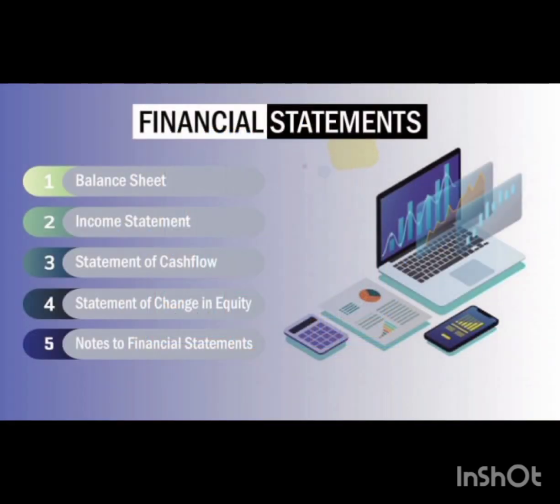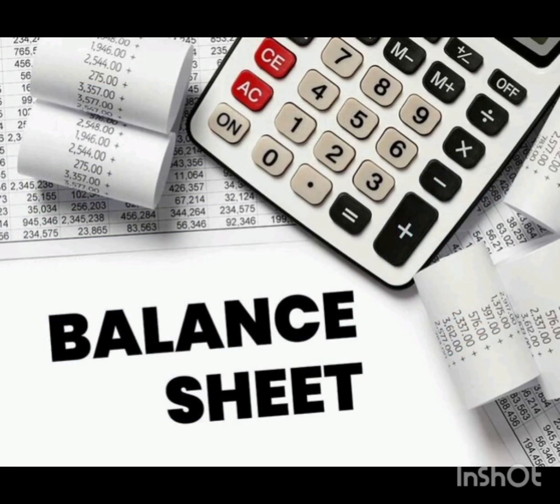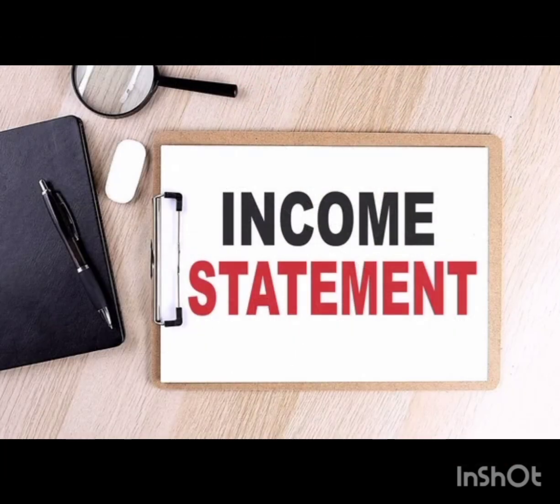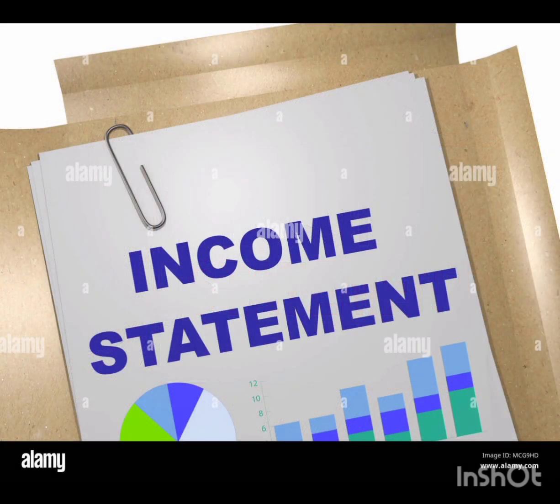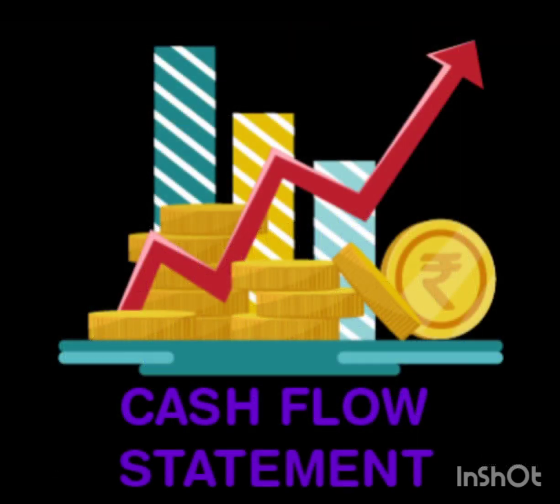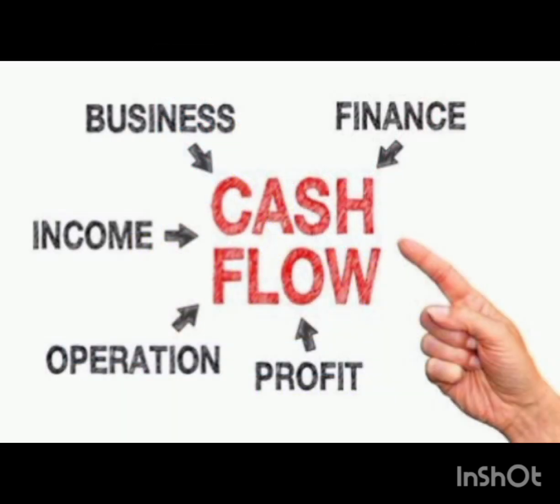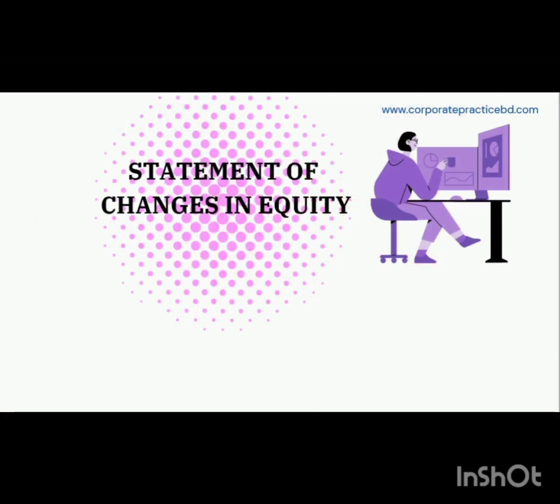1. Financial statements. The primary outputs of financial accounting are the financial statements, which include: Balance sheet, shows the company's assets, liabilities, and shareholders' equity at a specific point in time. Income statement, provides information on the company's revenues, expenses, and profits over a specific period.